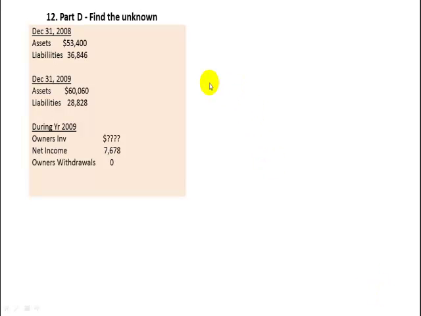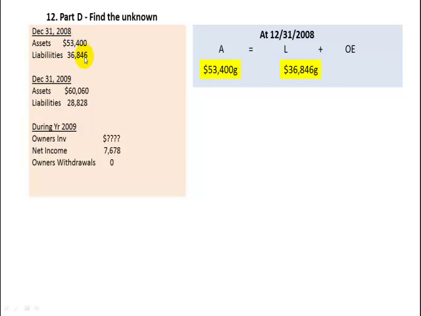Here's another one of these find the unknown problems. So let's start plugging in information. At 12/31/2008, which is really the same thing as 1/1/2009, we have assets of 53.4. We've got liabilities of 36,846. The difference between these two would be our owner's equity at the beginning of 2009, which would be 16,554.